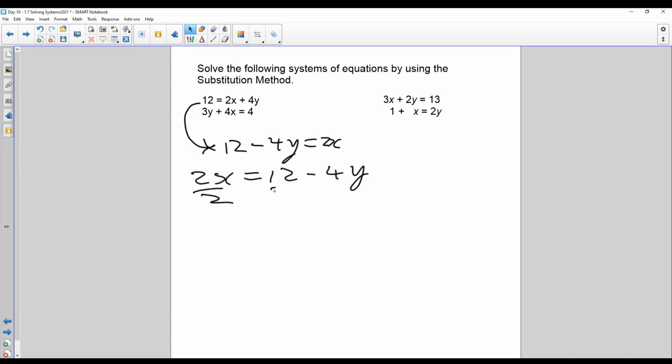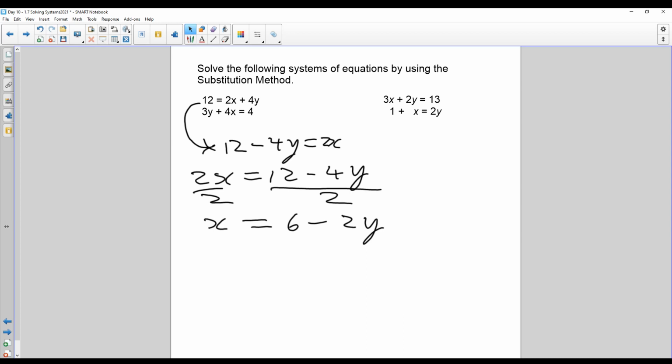So 2 here, 2 here. This leaves me with x equals, divide this by 2, which is 6, divide that by 2, which is 2y. So x equals 6 minus 2y. That's what x is, coming from equation number 1. What do we do with that? Where do we take that information?